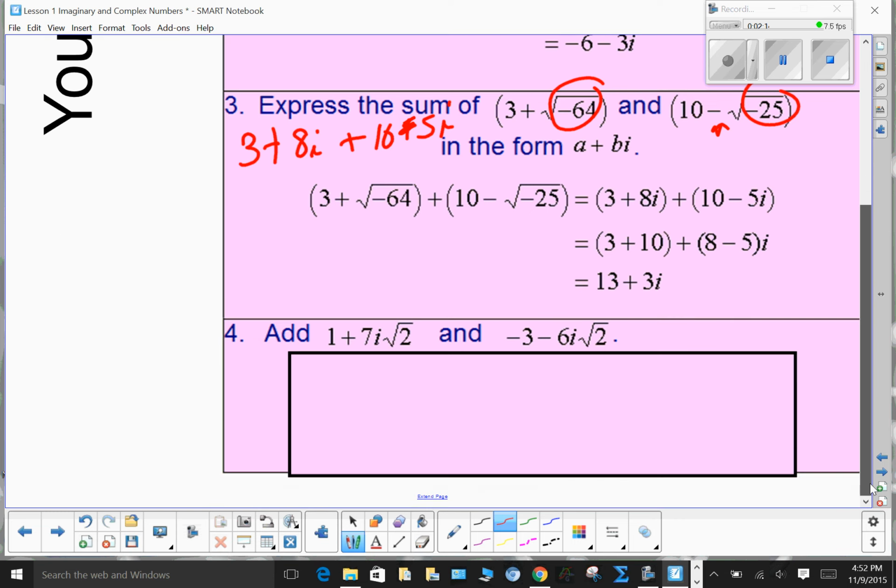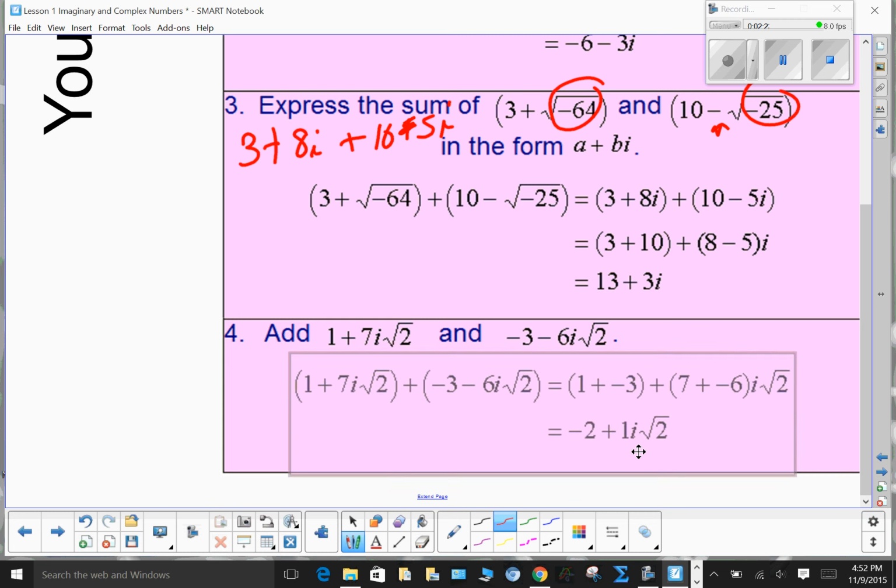Let's look at a few more. Try this one. Pause the video. Now let's take a look. Do I need that 1 in front of the i? No, I don't. I could just leave it -2 plus i root 2. It's like anything. You don't have to have the 1. If you put it there, I'm not going to mark it wrong.